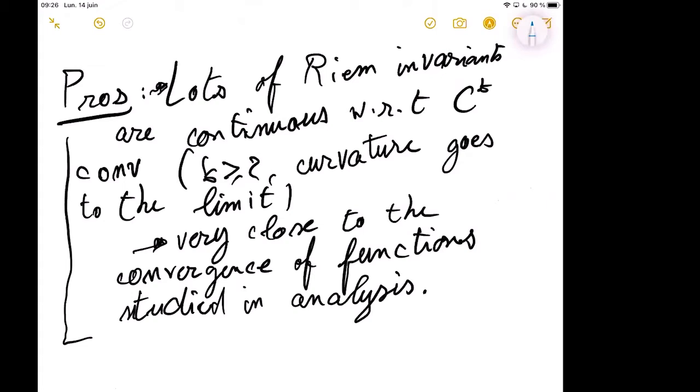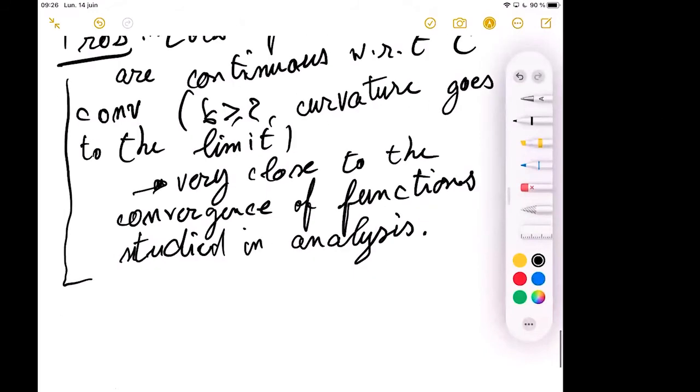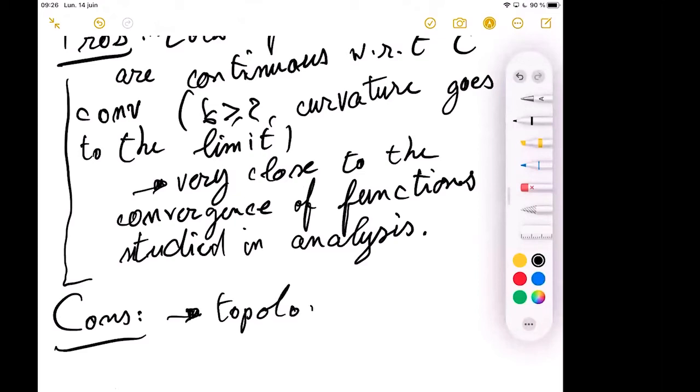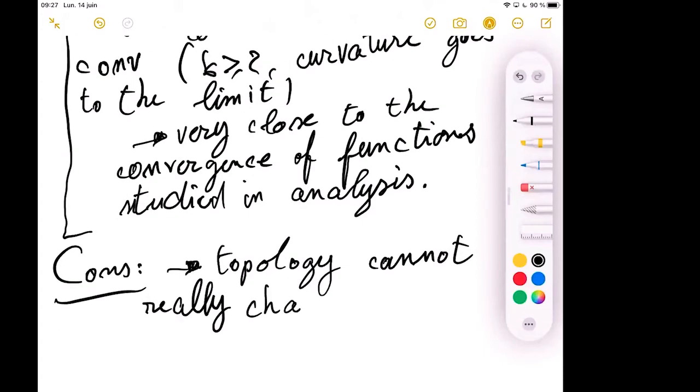We can change the norm depending on what we want to do. Okay. But yeah, so we have the pros. Now let's go with the cons. So what are the drawbacks here? Well, topology cannot really change, which can be seen as a good thing, but in application, we're very limited. In particular, dimension, for instance, cannot change.